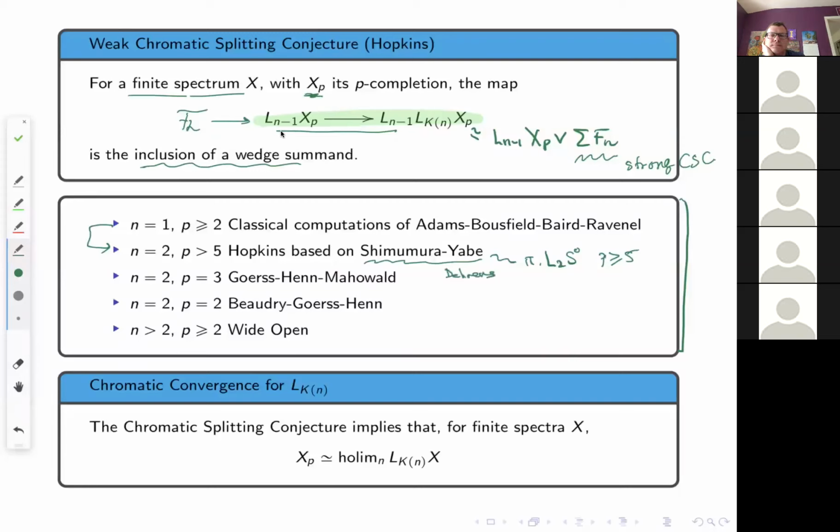Now for n equal to 2 and p equal to 3, this is more recent, and it's due to Goerss and Henn and Mahowald. For n equal to 2 and p equal to 2, this is even more recent, and this is due to myself, Beaudry, Goerss, and Henn. And for n bigger than 2, it's wide open. So in these exercises, the CSC is proved by brute force computations. We compute the left-hand side, we compute the right-hand side, we check.